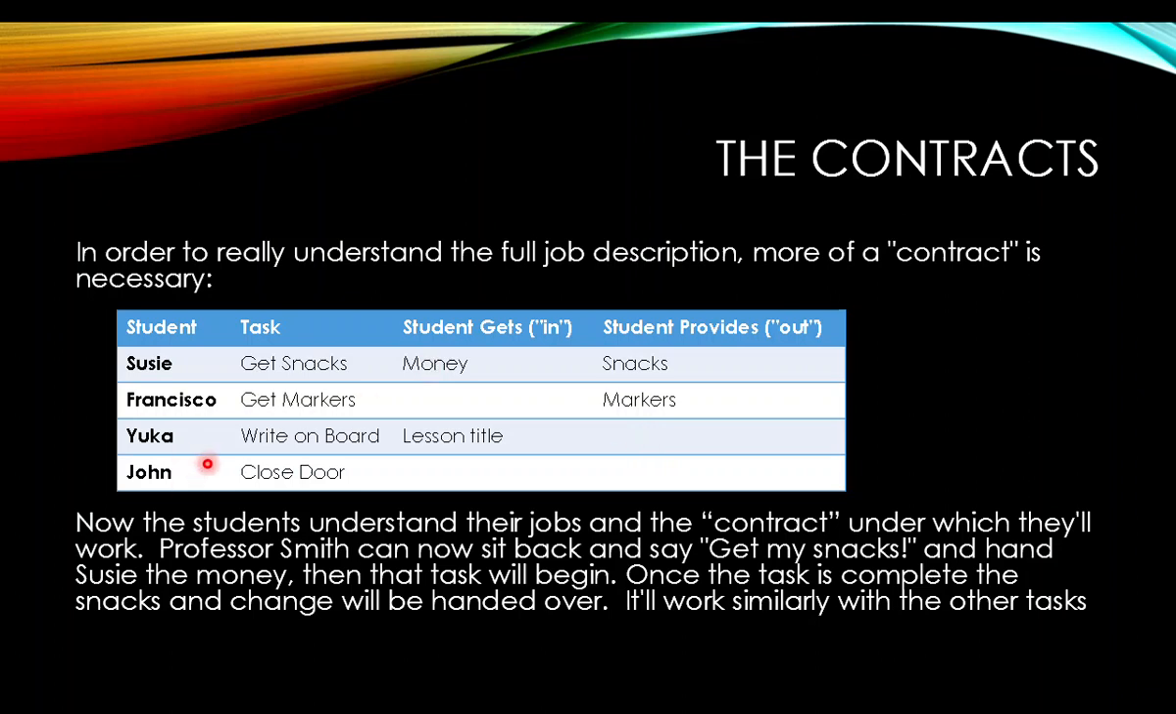Next and last, John, his job is to close the door, and notice he doesn't need anything to get started with his task, nor does he have anything to put in an outbox afterwards. So John has sort of no inbox and no outbox, or an empty inbox and empty outbox in this case. So the professor taps John, John closes the door, and everything's complete, right? There's nothing else. So these are kind of important little details to get ironed out.